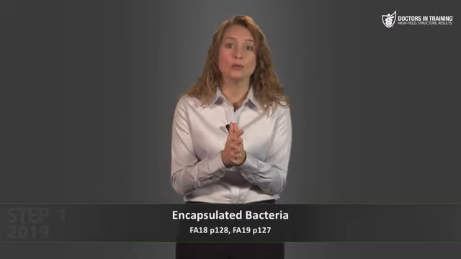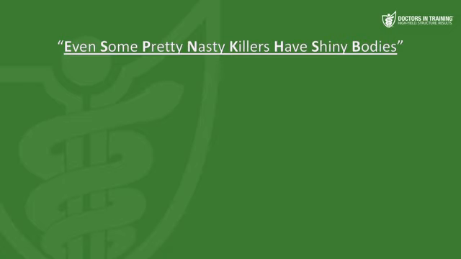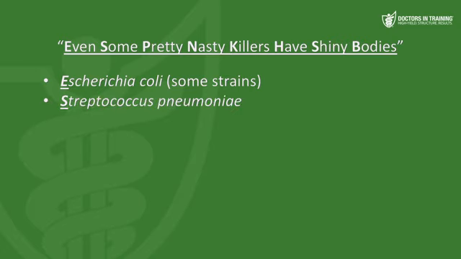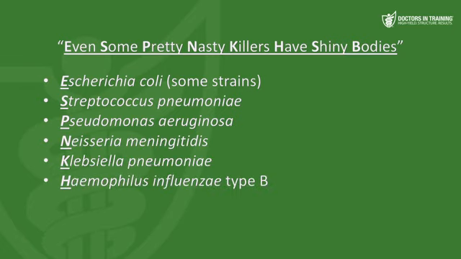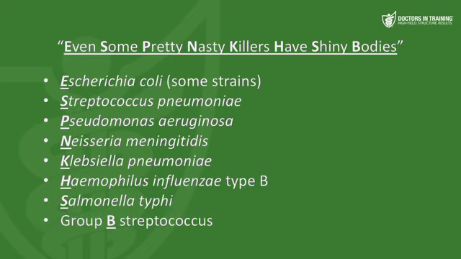But I'm also going to give you a list of some of the encapsulated organisms. A mnemonic you can use is even some pretty nasty killers have shiny bodies. This is to help you remember these organisms. E. coli, just some strains, Streptococcus pneumoniae, Pseudomonas aeruginosa, Neisseria meningitidis, Klebsiella pneumoniae, Haemophilus influenzae type B, Salmonella typhi, group B strep. So even some pretty nasty killers have shiny bodies.